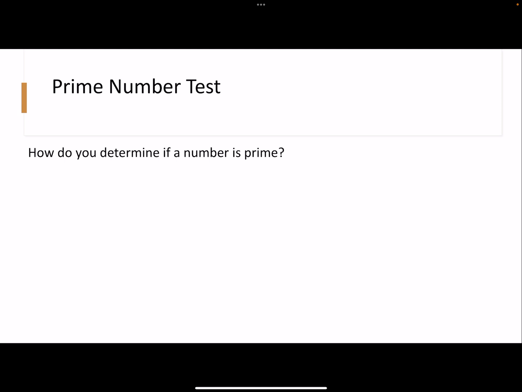How do we tell if a number is prime? Are we supposed to just be able to look at any number and know that it's prime? There is a prime number test out there. There are several ways that you can determine if a number is prime.